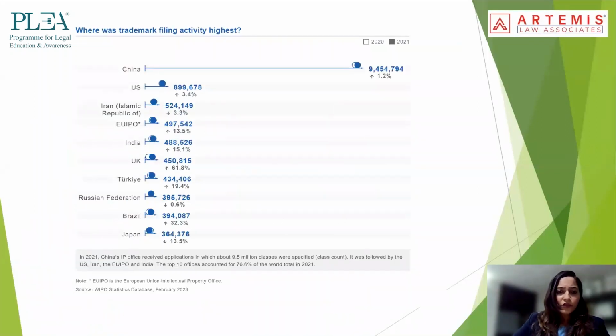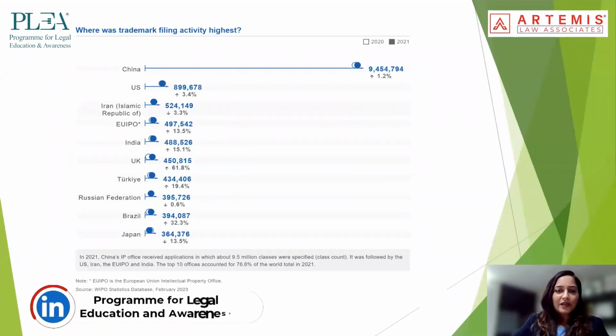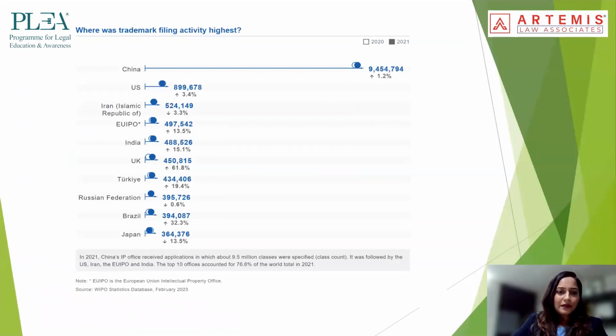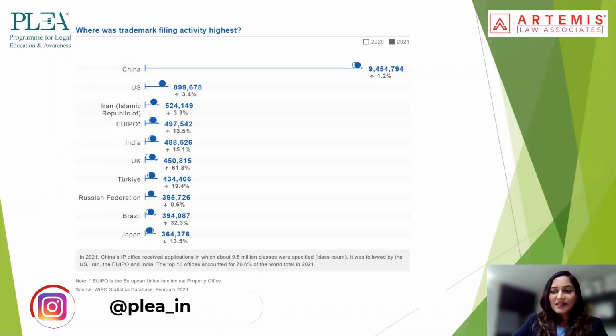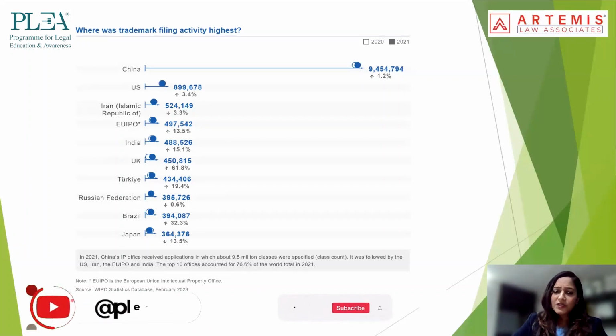Again, this is the number of applications China has filed. It's about 94 lakhs, 54,794. So basically, this is the number of applications China filed in 2021, followed by the US and Iran, the EU IPO, and India comes fifth. So these are the top 10 filing offices, which account for 76% of the total world applications for trademarks.